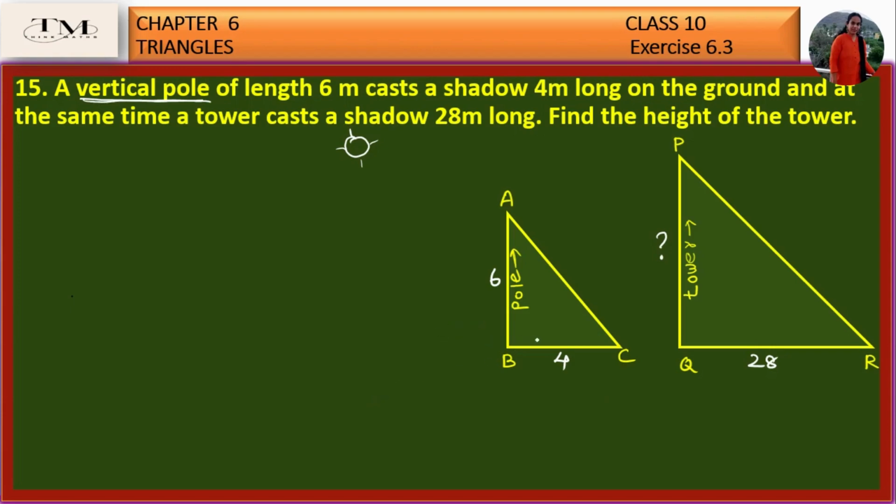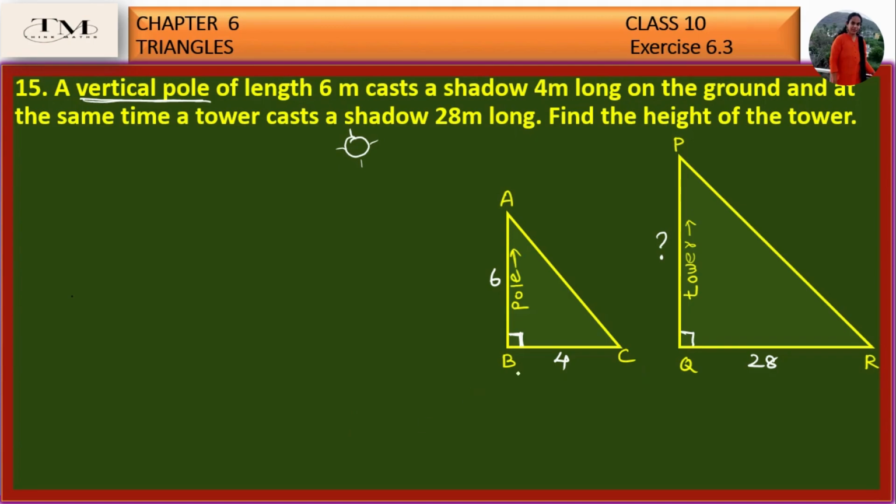So what we can find out from this? This is a vertical pole. So it makes a line which makes 90 degree with the ground. Okay, so it is a vertical pole. So it will be making 90 degree with BC. So tower will be standing straight. So this also makes 90 degree with this ground.